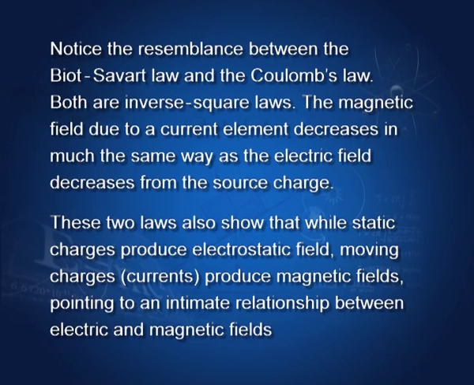Let us notice the resemblance between the Biot-Savart's law and the Coulomb's law. Both are inverse square laws. The magnetic field due to a current element decreases in much the same way as the electric field decreases from the source charge. These two laws also show that while static charges give us electrostatic fields, moving charges or currents give us magnetic fields. That means, there is a very intimate relationship between electric field and magnetic field.